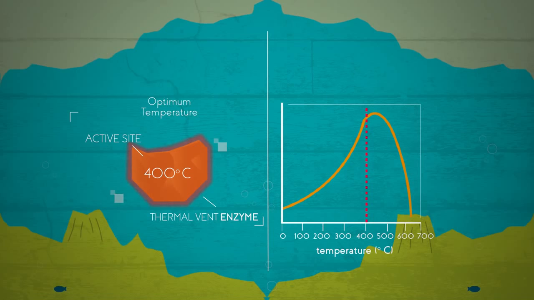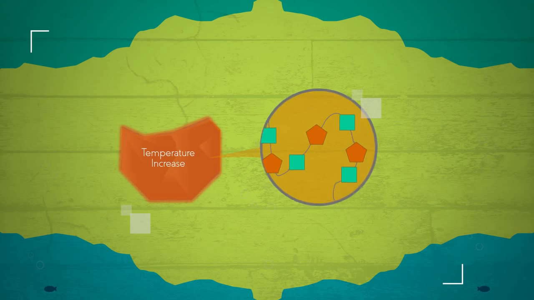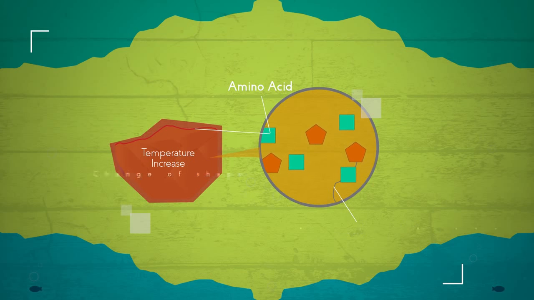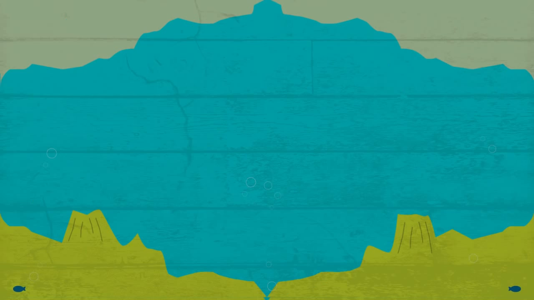Now here comes the chemistry behind this. When temperature increases, the individual amino acids that make up the enzyme vibrate at a higher frequency. This results in breaking of hydrogen bonds between amino acids and different parts of the protein chain, leading to a change of shape. At even higher temperatures, bonds between individual amino acids called peptide bonds can break, leading the protein to fragment. Another important variable is pH.